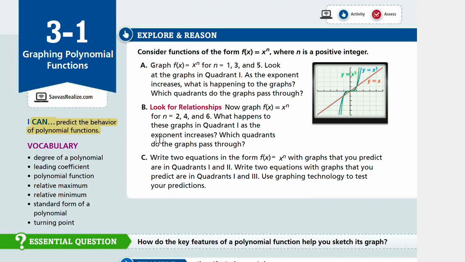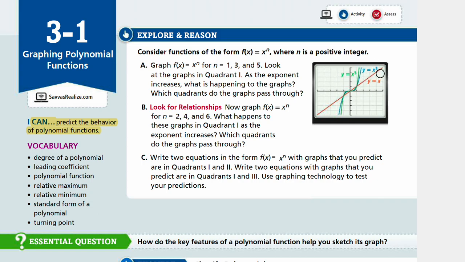Consider functions of the form f of x is equal to x to the power of n, where n is a positive integer. So we already know what exponents are. We know quadratics. What if n is a positive integer where it's bigger than 2, right? Because it's very possible. So if y is equal to x when n is 1, it's just a linear equation. And then when x is squared, then we know it's a quadratic function like that.